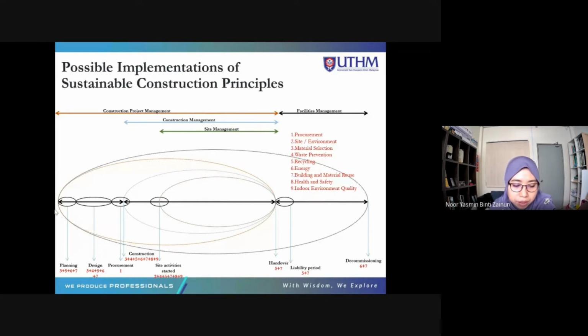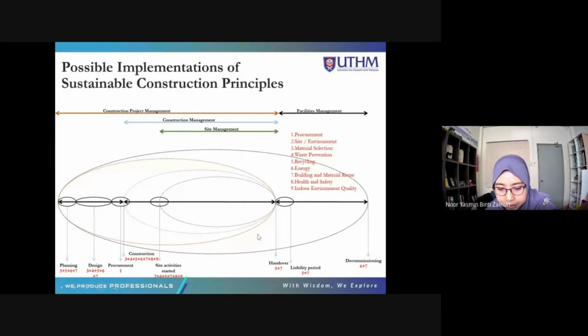Okay. During design, we can implement the sustainable construction principles on material selection, waste prevention, recycling, energy, and also building and material reuse. The same goes for construction, plus health and safety and also indoor environmental quality.